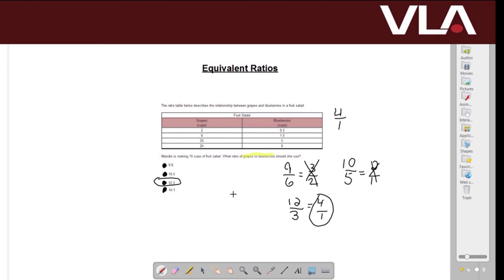Hope that helps. I might do some more lessons on proportions. Proportions and equivalent ratios are quite important when you do cooking. If you have to adjust the recipe for the amount of servings you're doing, it has some real practical applications.